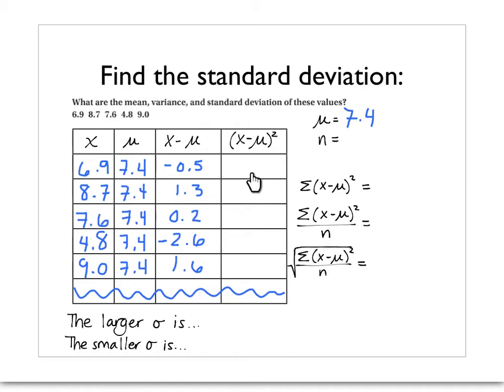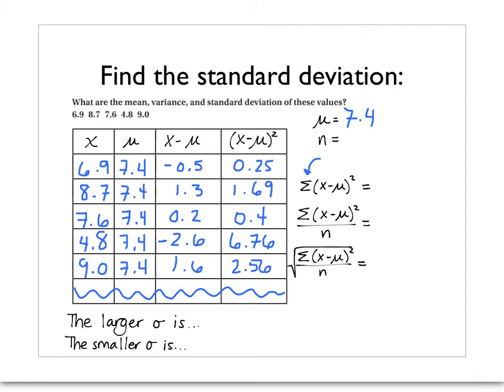So 0.5 squared comes out to be 0.25. 1.3 squared, 1.69. 0.2 squared, 0.04. 2.6 squared, remember, even though it's negative, it comes out positive, so I'm not worrying about the negative. And 1.6 squared, 2.56. Okay, now we want to add up.